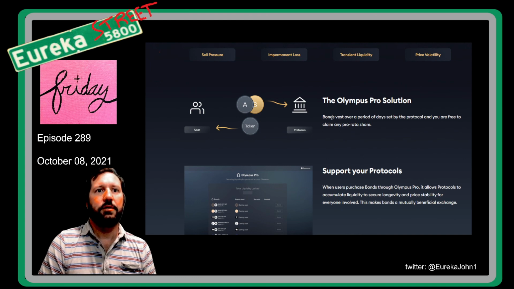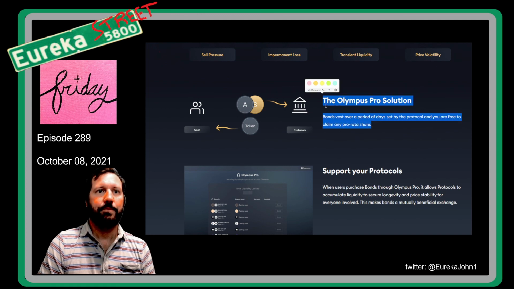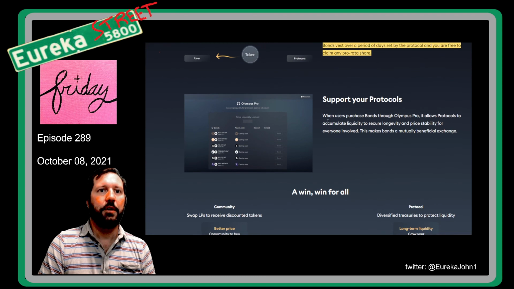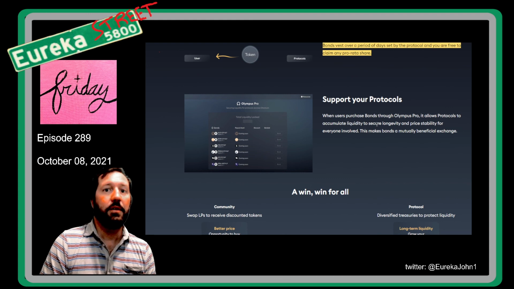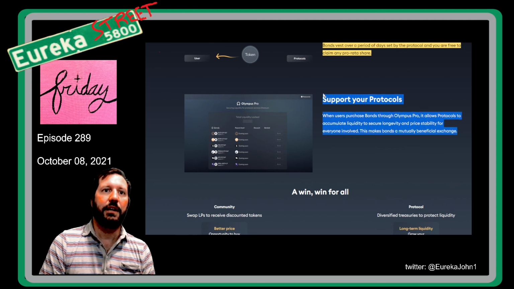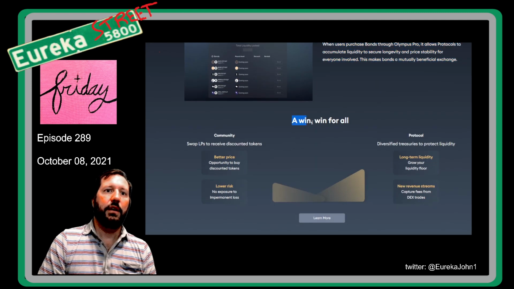The Olympus Pro solution: bonds vest over a period of days set by the protocol, and you're free to claim any pro rata share. And then support your protocols. When users purchase bonds through Olympus Pro, it allows protocols to accumulate the liquidity to secure longevity and price stability for everyone involved. This makes bonds a mutually beneficial exchange. Anyway, yes, it's a win-win for all.